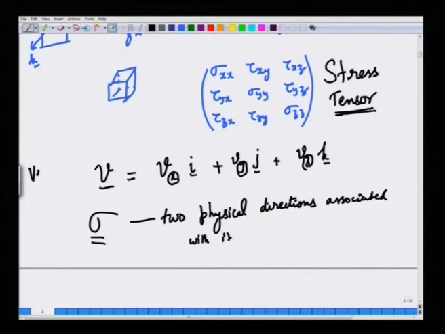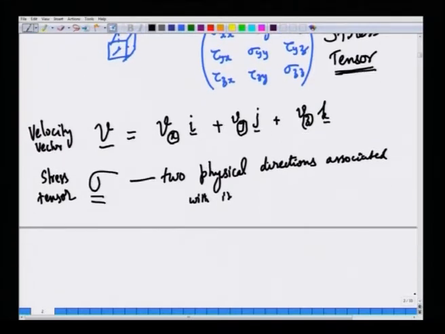So, velocity is a vector, stress is a tensor. Now, what are those two physical directions? The two physical directions are the direction of the unit normal on which the force is acting and the direction of the force itself. Stress is force divided by unit area. Force as a vector has a direction and the area itself has a direction because of its orientation.